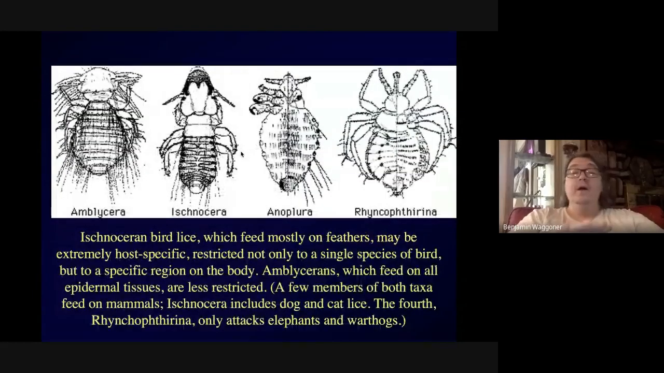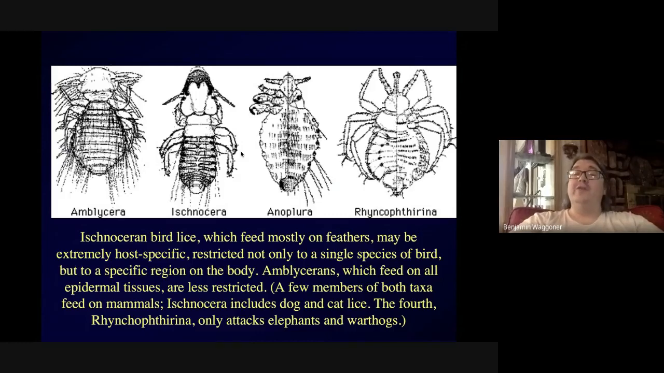Okay. Those are the 4 groups that we divide lice into today. And third from the left, Anapleura, is the sucking lice. On the far right, Rhynchopthorina, that is a very oddball group of only 3 species that parasitizes elephants and warthogs. And I don't know an awful lot about them. I've never been close enough to a warthog to take a close look at these.